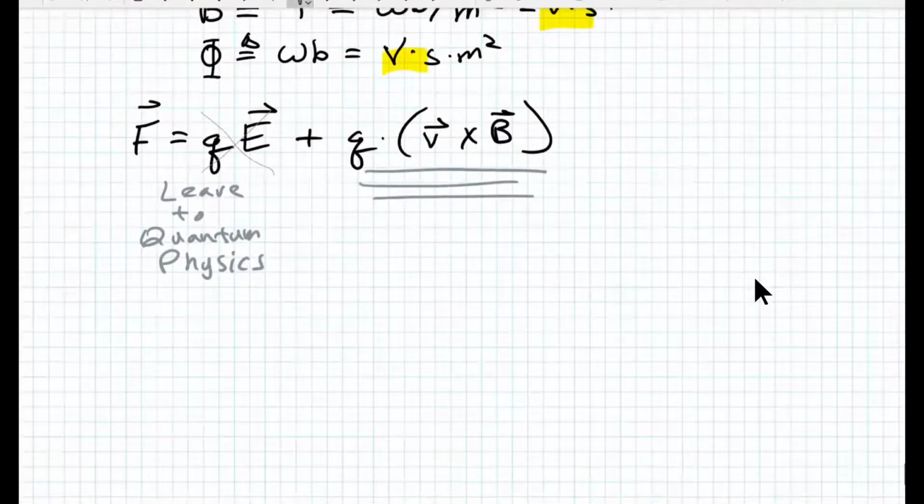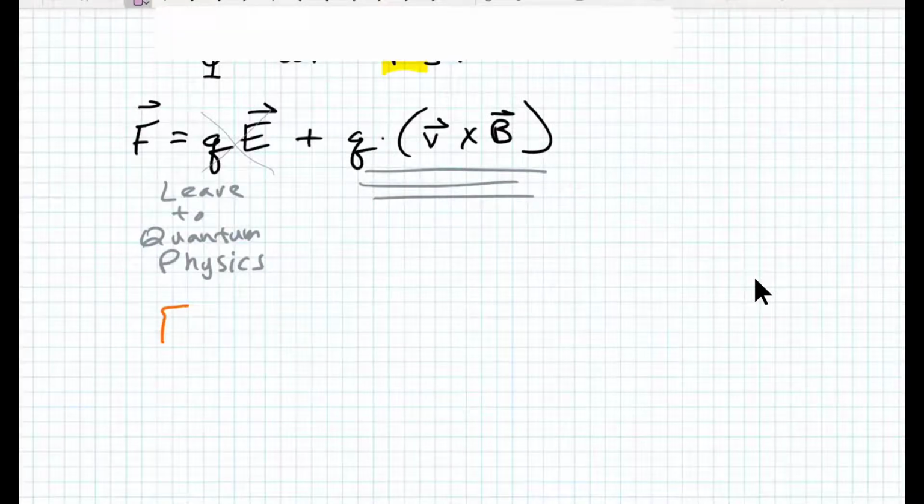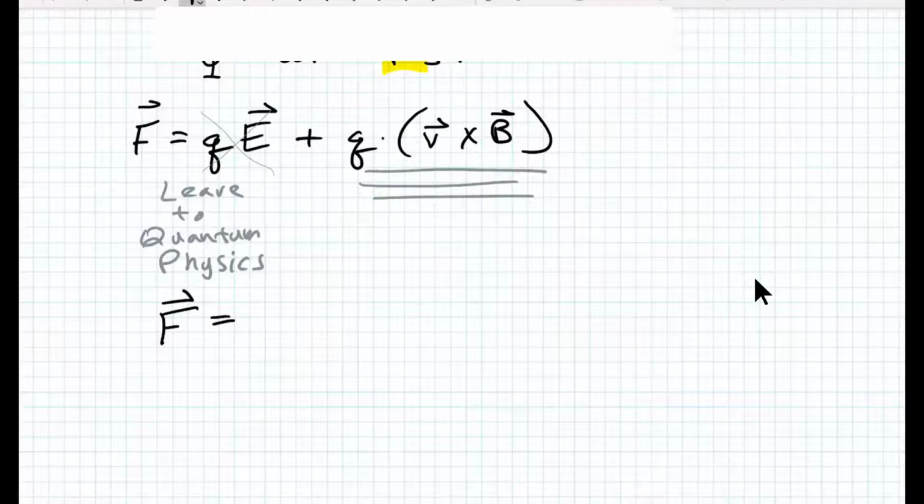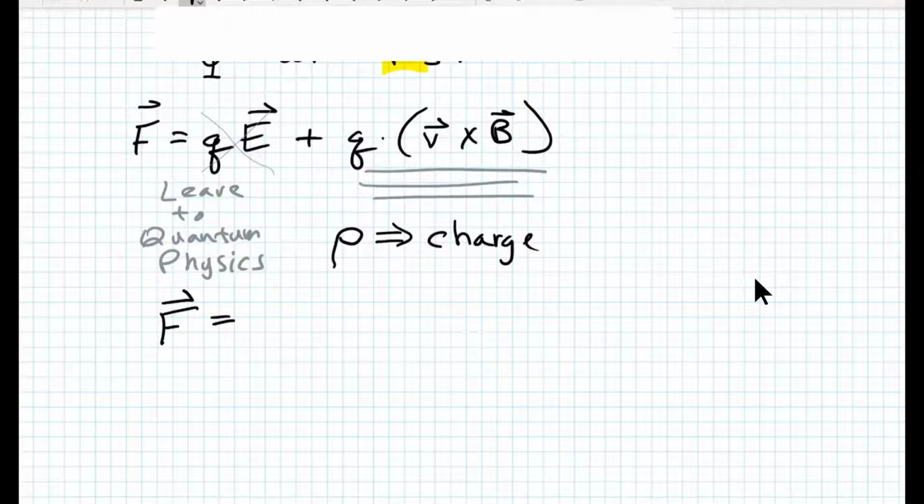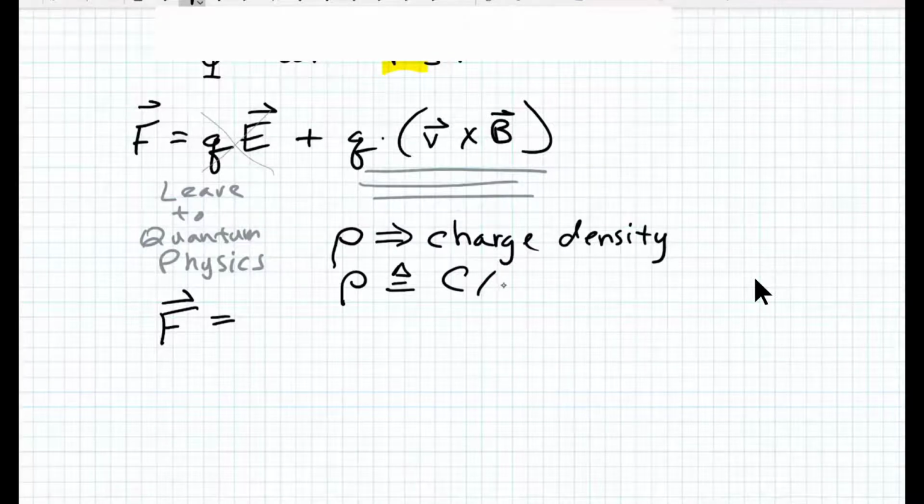And we can rewrite this expression as force equal to, let's see here for a second. I want to make sure I don't make a mistake. We can write it in terms of a charge density. So we're going to introduce charge density. Okay, so it's this rho, charge density, and rho has the units of coulombs per cubic meter.